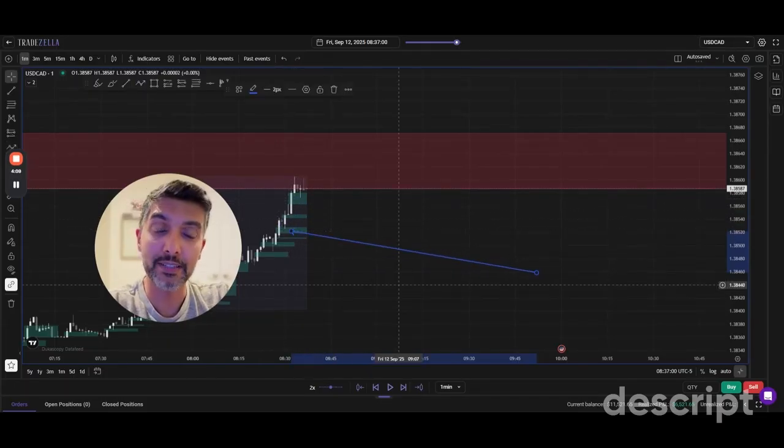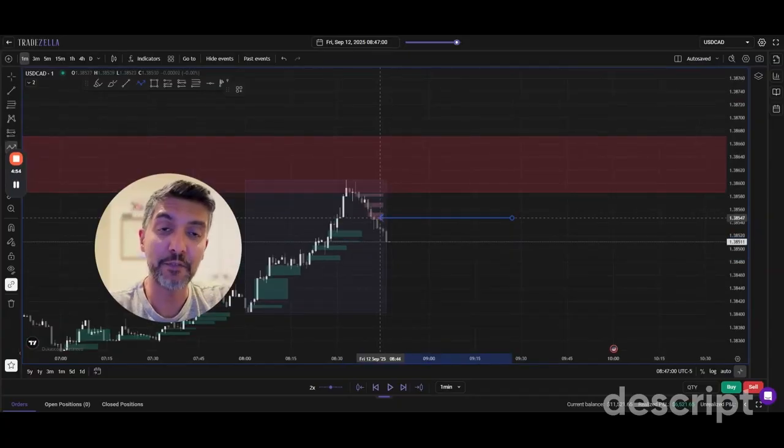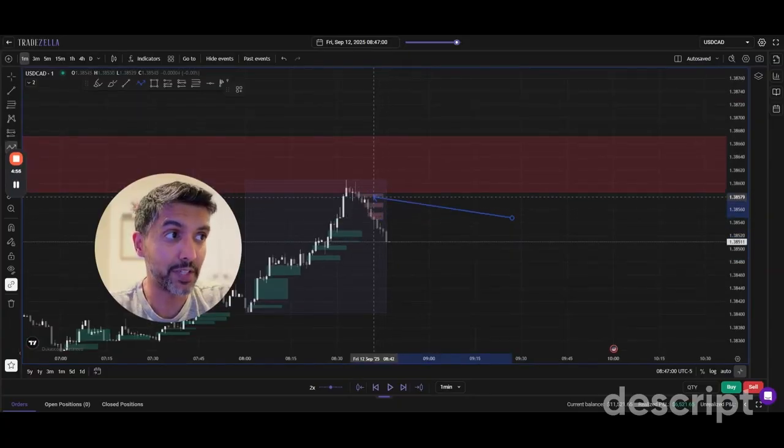Now the question is simple. Can sellers overrun this area? If they do, that confirms control of short-term order flow. And that's exactly what happens. We can see that demand fails and supply takes control, leaving clear displacement and fair value gaps here.